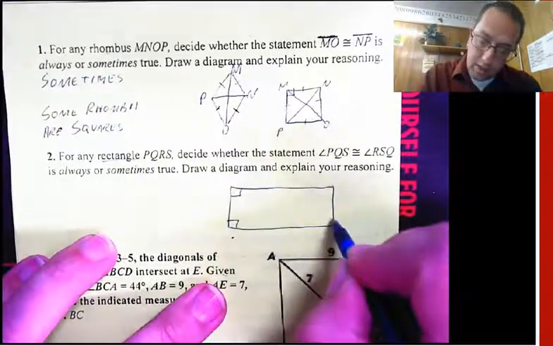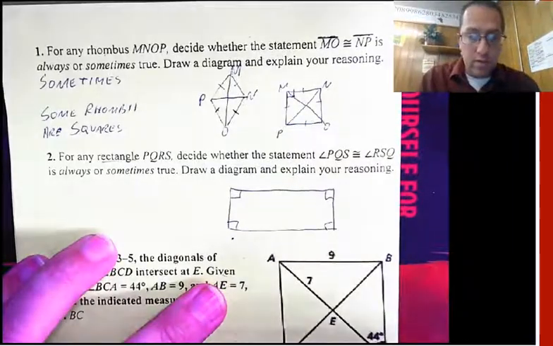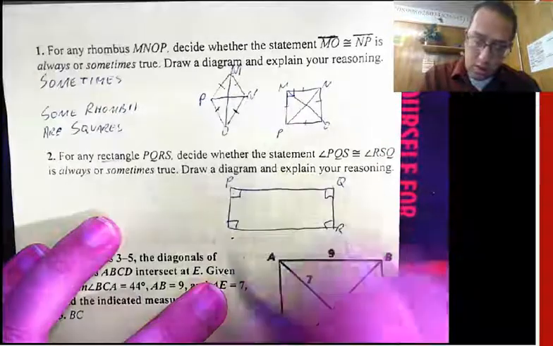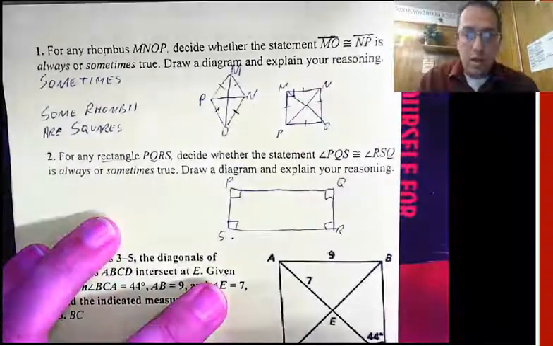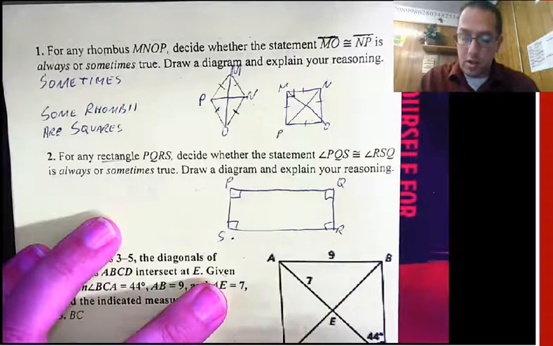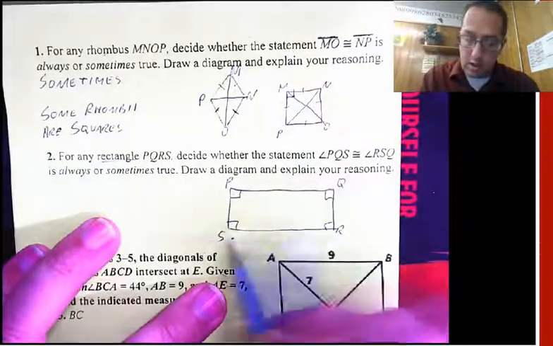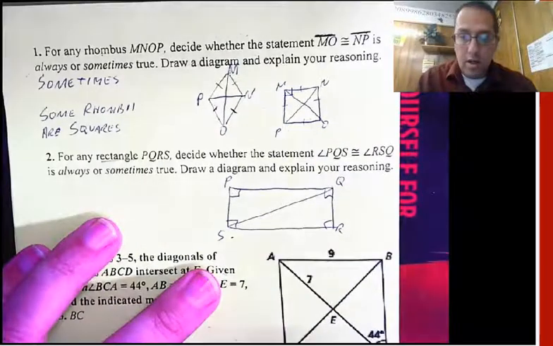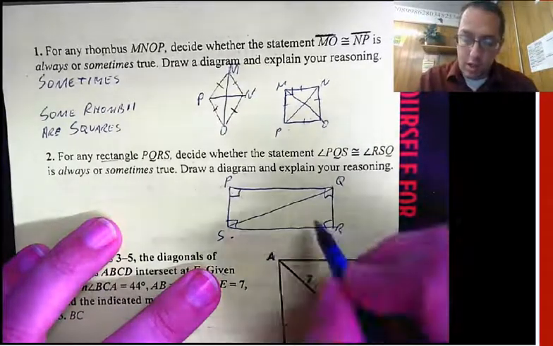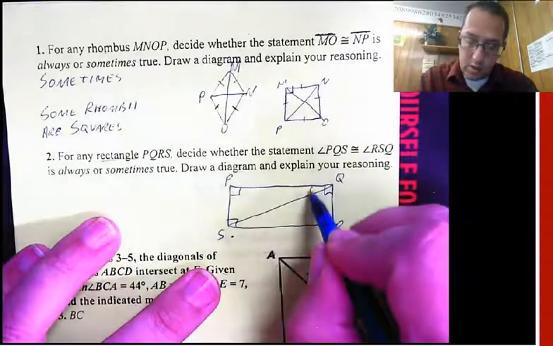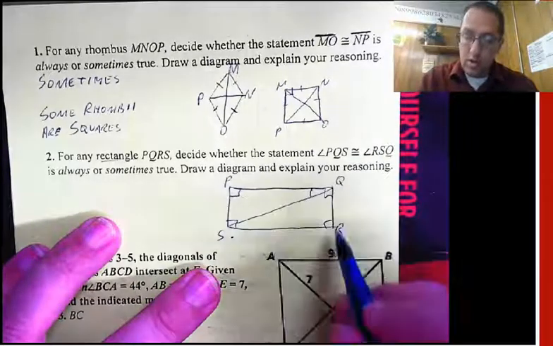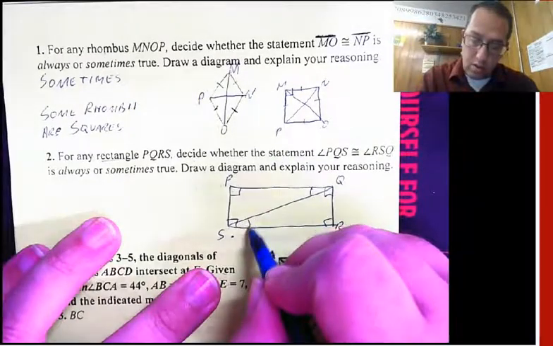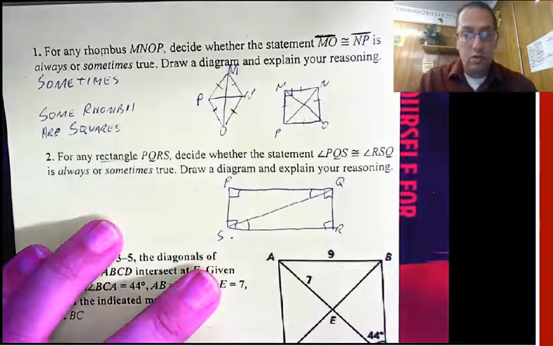Rectangle, so all of the angles are right angles, and this is PQRS. And we are looking at angle PQS. Okay, so we need a diagonal here. And the question is angle PQS, this one here, congruent to angle RSQ. So that would be this one right here. Are those congruent to each other?